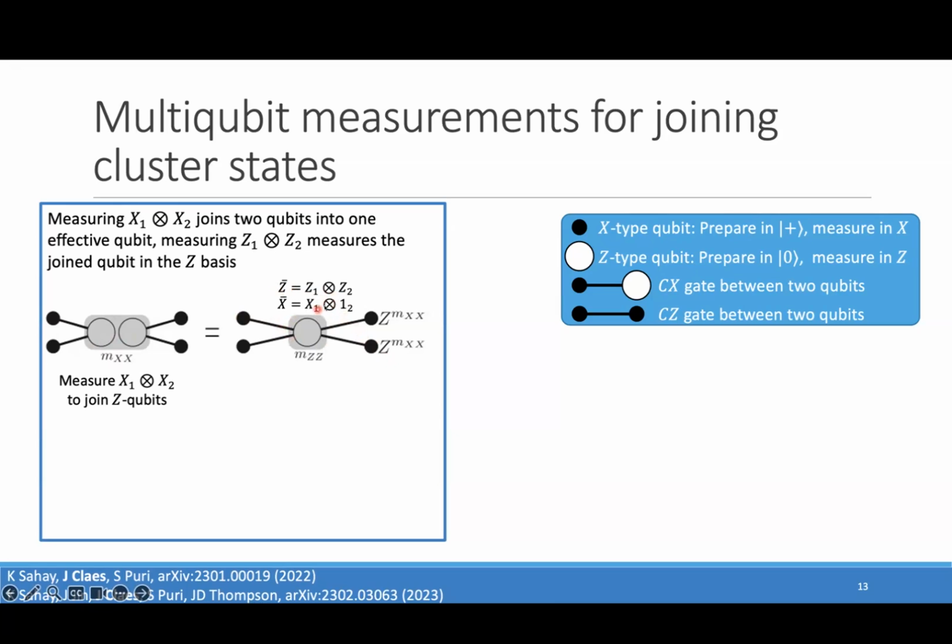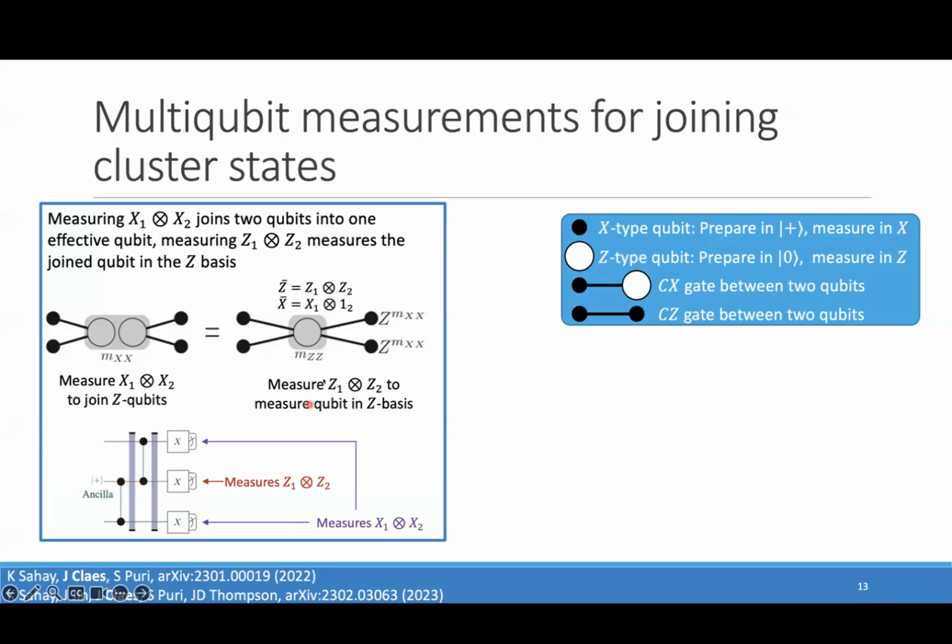And it has some effective Z operator and some effective X operator. And then if you want to measure out this qubit, because remember, to do the error correction, we actually measure out these Z-type qubits in the Z basis, we actually want to perform the 2-qubit measurement Z1, Z2, because that's the effective Z operator. So overall, we want to just measure XX and measure ZZ. And we can do that with this nice little circuit down here, where we use an ancilla qubit and control Z gates to use this ancilla to measure Z1, Z2, and then use direct single qubit measurements to measure X1, X2.